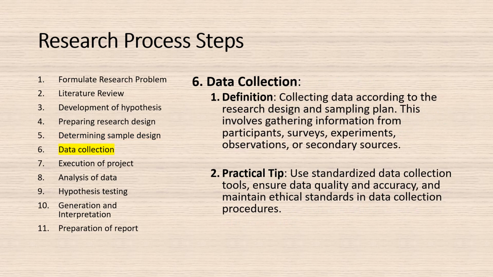Research process steps: 6. Data collection. Definition: collecting data according to the research design and sampling plan. This involves gathering information from participants, surveys, experiments, observations, or secondary sources. Practical tip: use standardized data collection tools, ensure data quality and accuracy, and maintain ethical standards in data collection procedures.